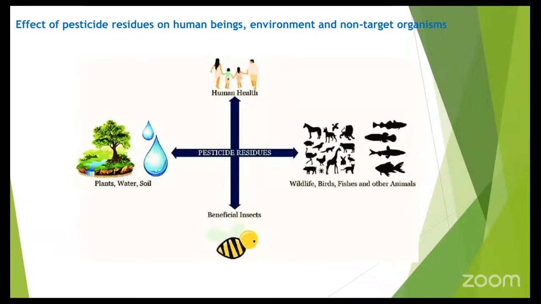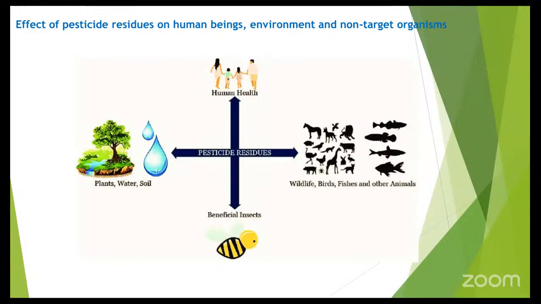Coming to the effect of pesticide residues on humans and environment and non-target organisms. So health effects on human beings particularly. The effect of the pesticides can either be acute or chronic. Acute in the sense it is an immediate response to short-term exposure to a high dose, or chronic is a response to long-term exposure to a low dose. So examples of acute health effects include stinging eyes, rashes, blisters, blindness, nausea, dizziness, diarrhea, and death.